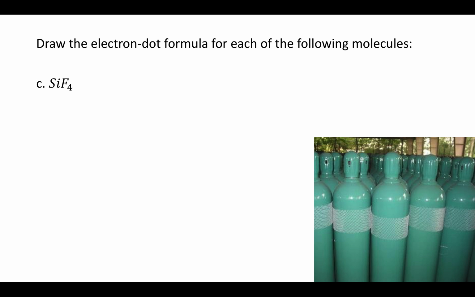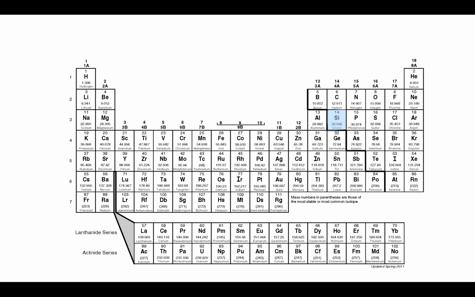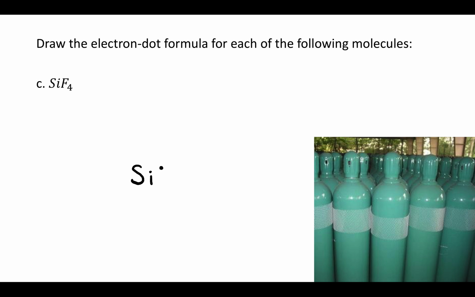Okay, the third molecule is SiF4. So let's start with the first element, Si. We only have 1 of those. There's no subscript, so there's only 1. So we'll write Si. Now let's put the valence electrons around the silicon. Silicon is in column 4A, group 4A, so it has 4 valence electrons. So 1, 2, 3, 4.